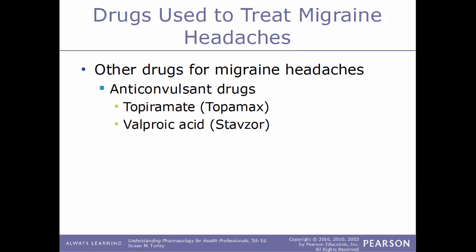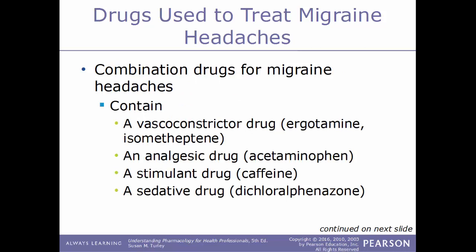The other types of drugs that are used for migraines are anticonvulsant drugs. Drugs that would fall under this category would be topiramate, also known as Topamax, and valproic acid, also known as Stavzor. You often find drugs that are used in combination with one another to treat migraines.